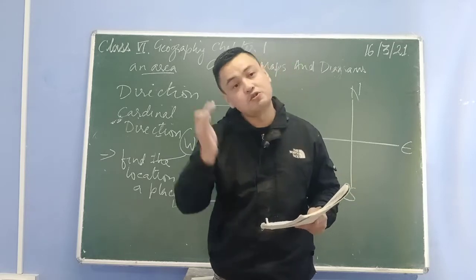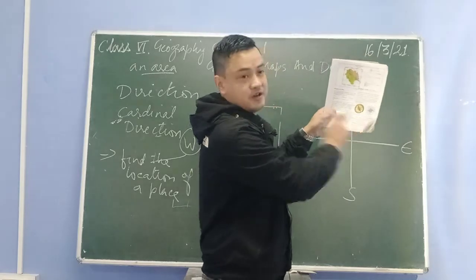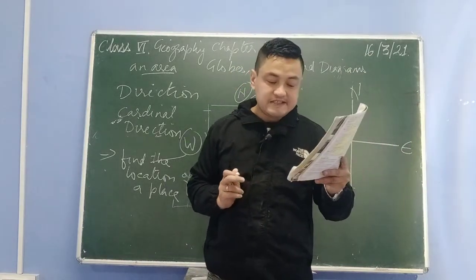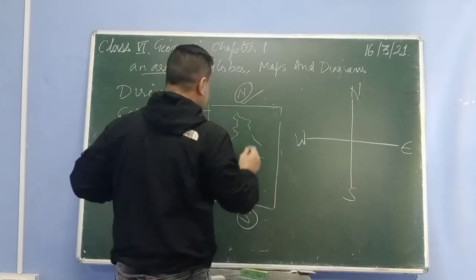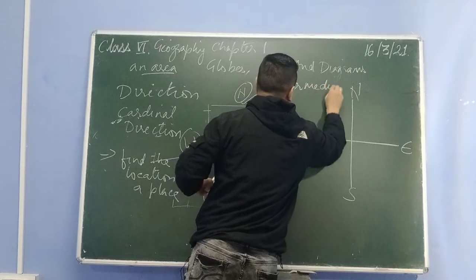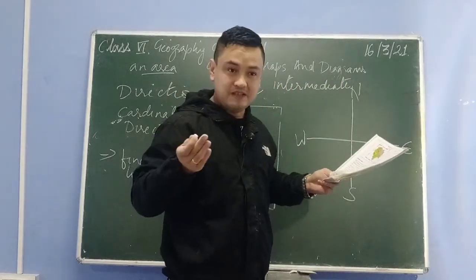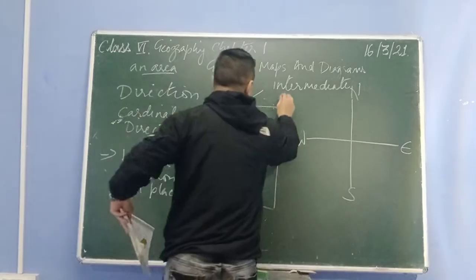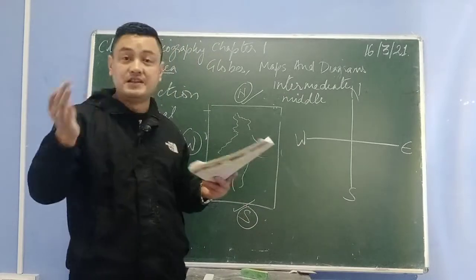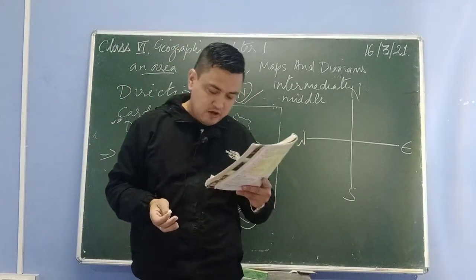When you are using a compass, you also find the intermediate directions. At this paragraph: a compass also shows intermediate directions. What does intermediate mean? I-N-T-E-R, inter, M-E-D-I-A-T-E, intermediate direction. Intermediate direction means middle. Please write down the meaning. It means the direction that you find in the middle.